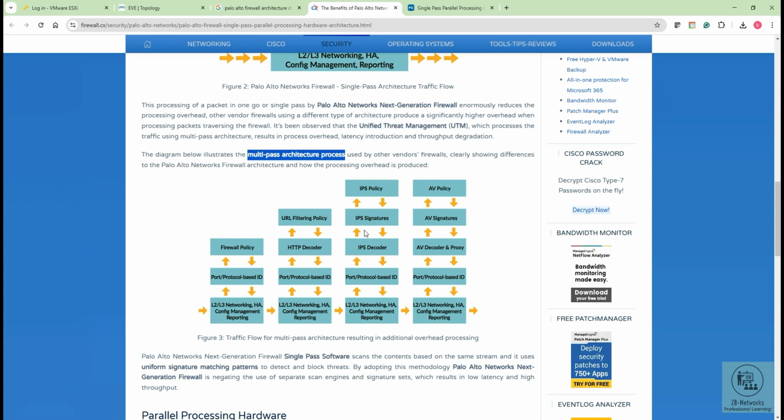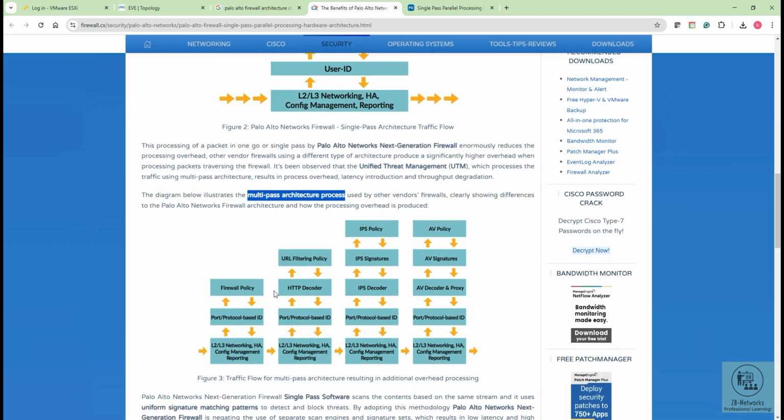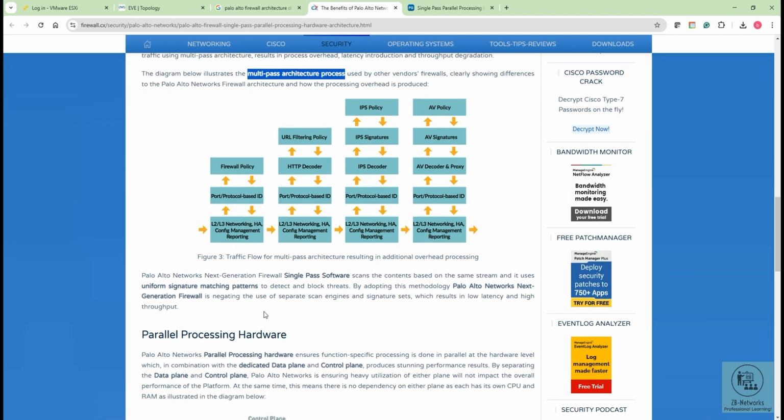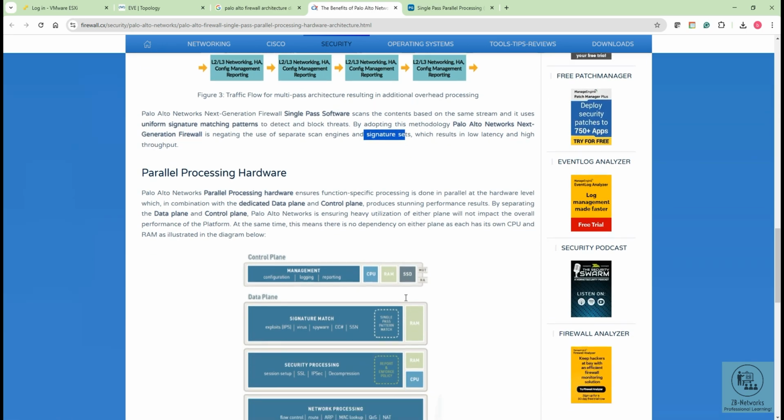So you can see the traffic flow for multipass architecture resulting in overhead processing. It is not in one layer; it has been broken down into several sub layers, as you can see, right? That is the reason the Palo Alto Next Gen Firewall, having single pass software, scans the content based on the same stream, right? And it uses a uniform signature and matching pattern to detect and block threats. By adopting this method, the Palo Alto Next Gen Firewall is negating the use of separate scan engines and signature sets, right?